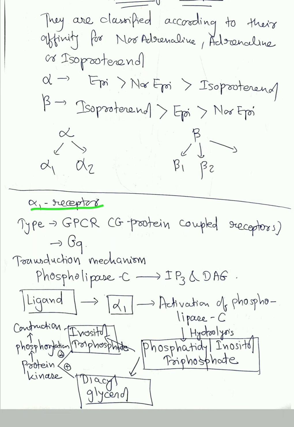Before starting the alpha 1 receptor, let me tell you what are the different types of receptors in the body. So basically there are 4 types of receptor: ligand gated ion channel receptor, next is G protein coupled receptor, next is enzyme linked receptor, and the last one is nuclear receptor. So in the body mainly 4 types of receptors are present.